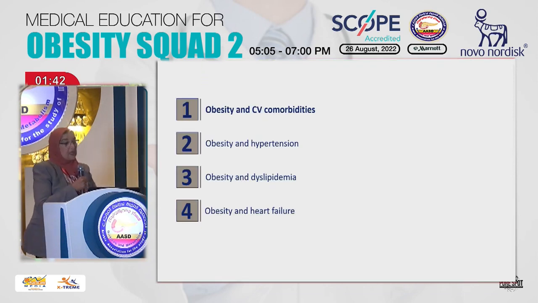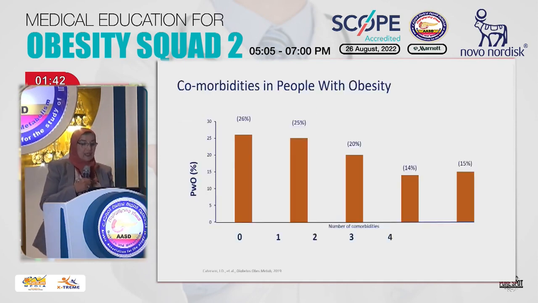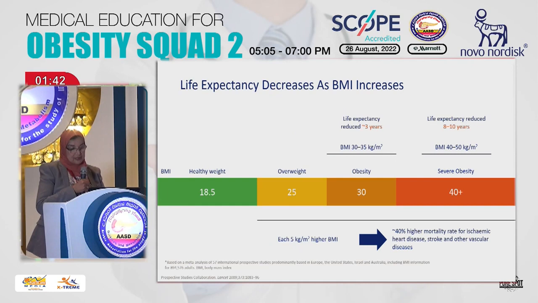This is very important. What about obesity? Obesity and the cardiovascular morbidities, this is my agenda: obesity and hypertension, the dyslipidemias, obesity and heart failure. Comorbidities with obesity, of course, as we all know, whenever a person becomes obese, they will definitely have more comorbidities. Unfortunately, Egypt is one of the fattest countries in Africa, as well as at the top in the whole world, and definitely it has a relation with all-cause mortality. Among them is cardiovascular disease, as we all know.